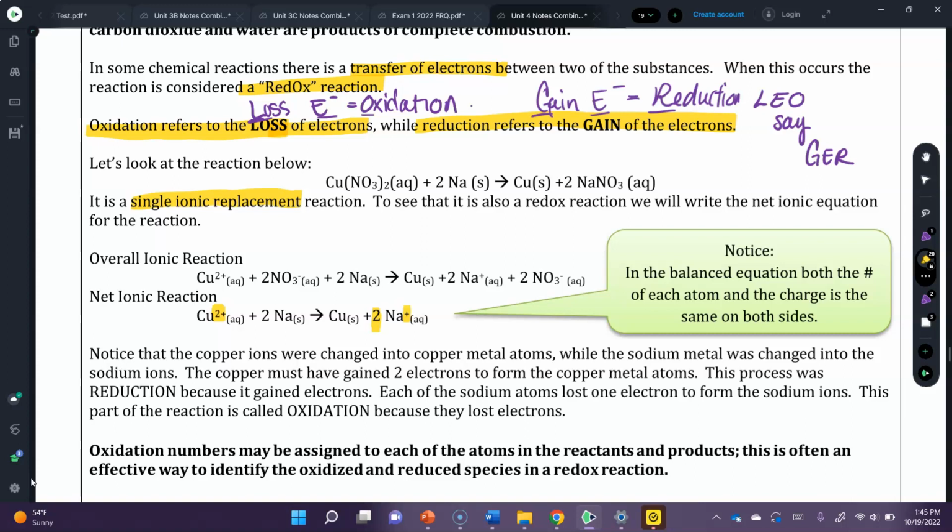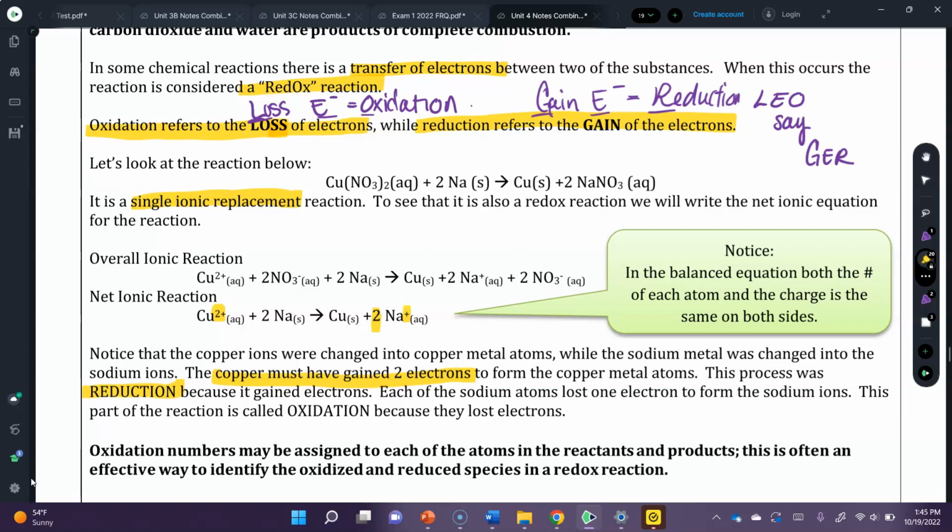Okay, so notice that the copper ions were changed into copper metal atoms, while sodium metal was changed into the sodium ions. Copper had to gain 2 electrons to end up with a 0 charge. That means that since it's gaining electrons, so copper gained 2 electrons, that is reduction. So copper is being reduced, because it's going from positive 2 to 0.